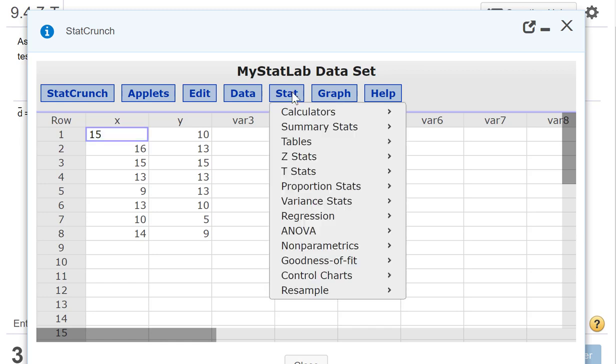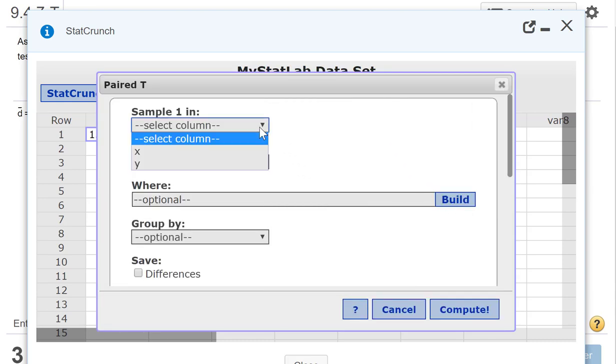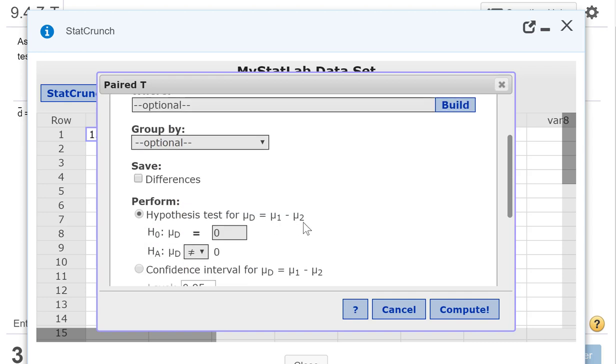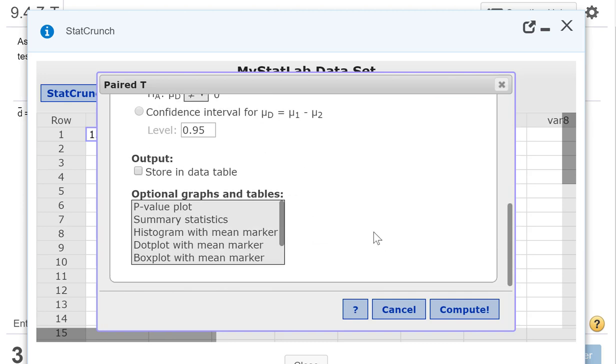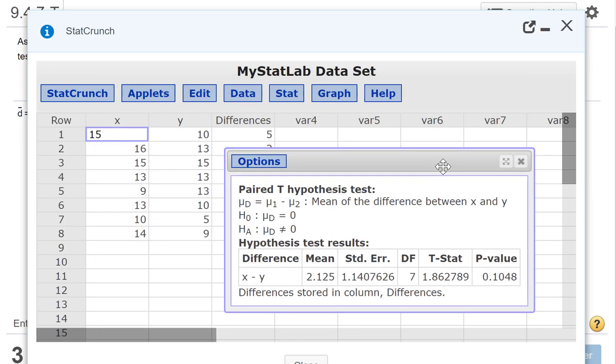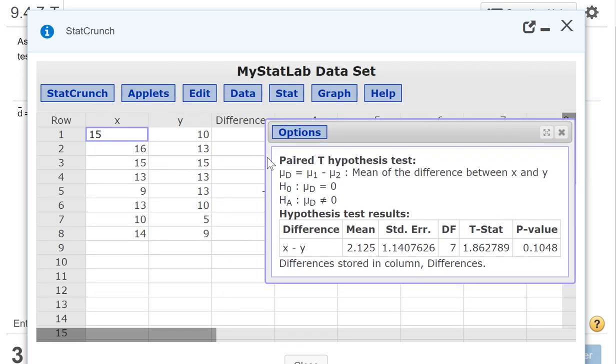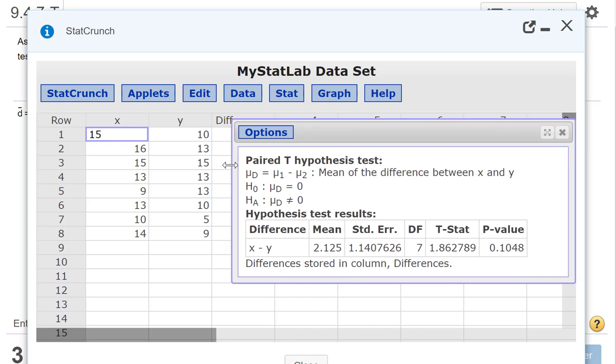Okay, let's first go ahead and do a paired t-test. So go to Stat, T-Stat, Paired. We're going to do x minus y. Notice we have mu1 minus mu2, kind of goes in that same order, x and then y. Hypothesis test. Let's go ahead and save the differences. We'll need those in a minute. That's important. Make sure you do that. And press compute. Notice it put my differences in another column right there.